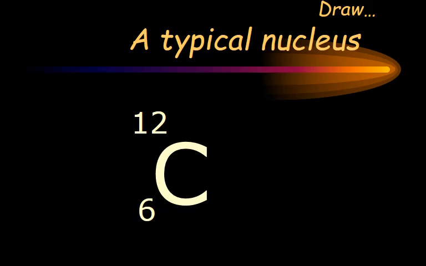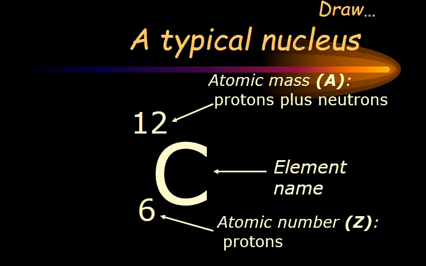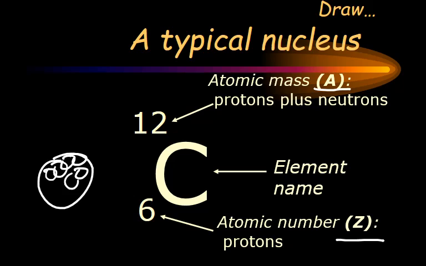Okay, so let's go ahead and draw an atomic symbol here for carbon. This is carbon-12, and we'll have the element name here. We have the atomic mass, protons plus neutrons, up here. And then down below, we have the atomic number Z, the number of protons. So Z is the atomic number, and A is the atomic mass. Inside this nucleus, we have 12 particles: 6 of those are protons, and another 6 are neutrons, to make a total of 12.